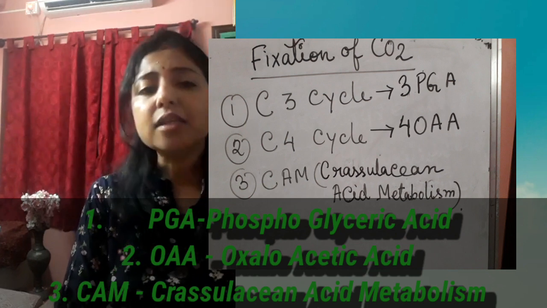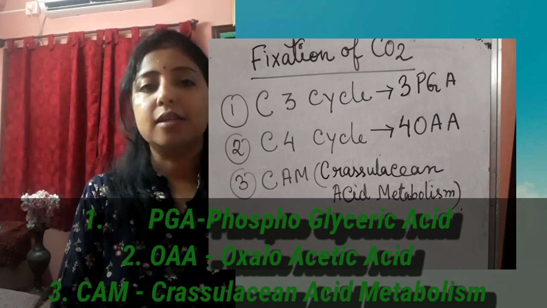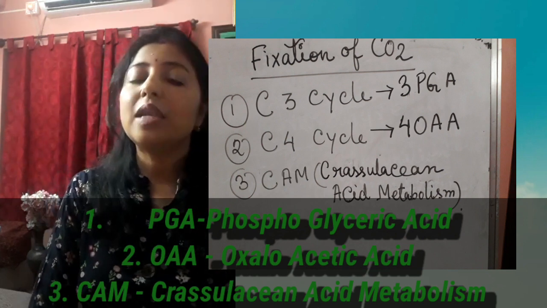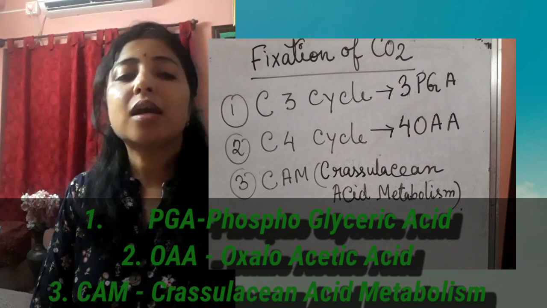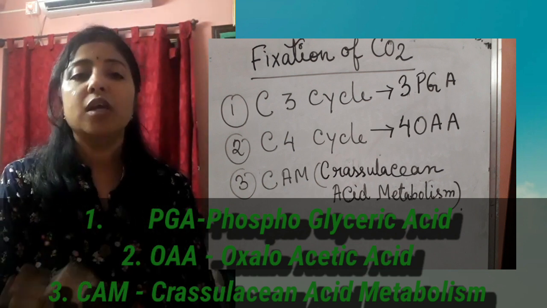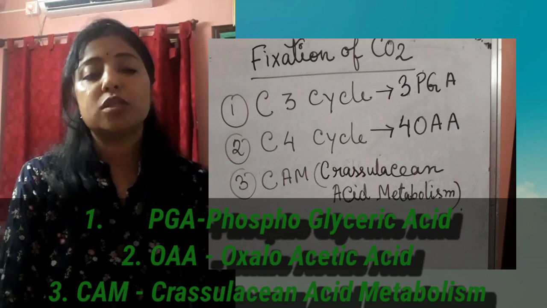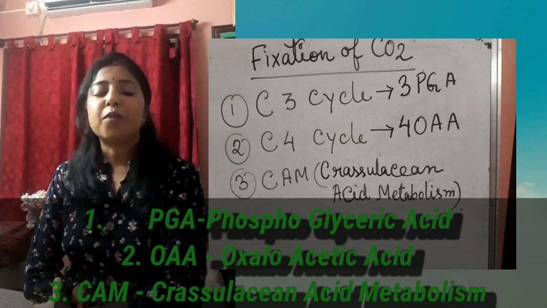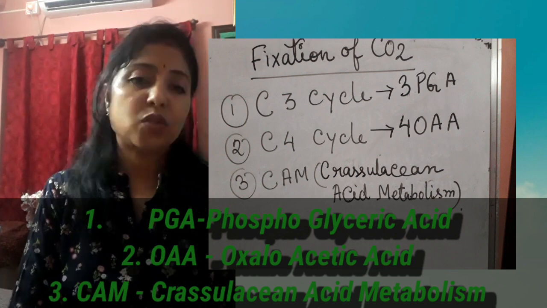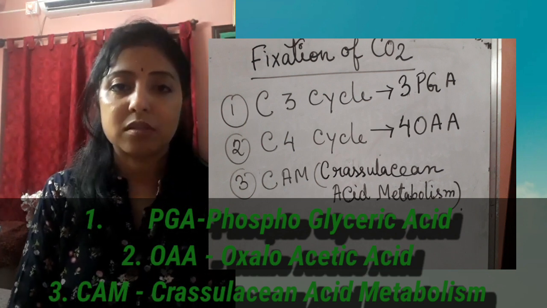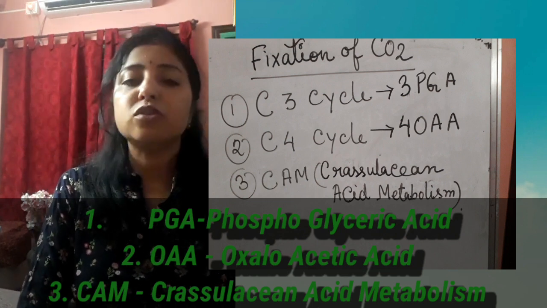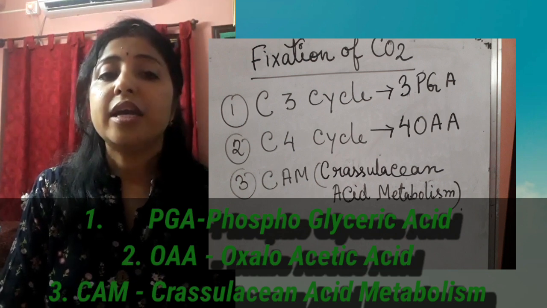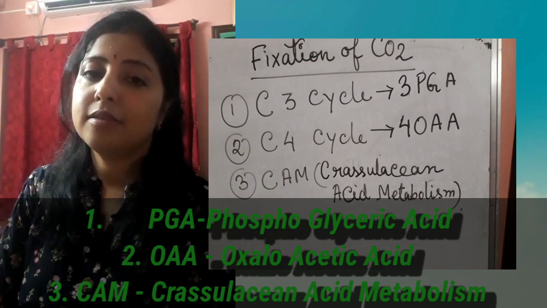Another one is the C4 cycle. Here also one compound is produced, that is oxaloacetic acid, where the number of carbon is 4. That's why it is known as the C4 cycle. Clear? And another process I told you is CAM, that means Crassulacean acid metabolism. This kind of photosynthesis happens at night in the absence of sunlight.